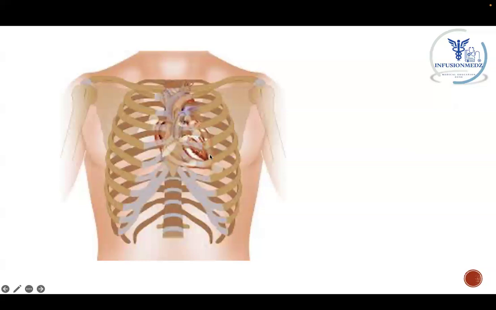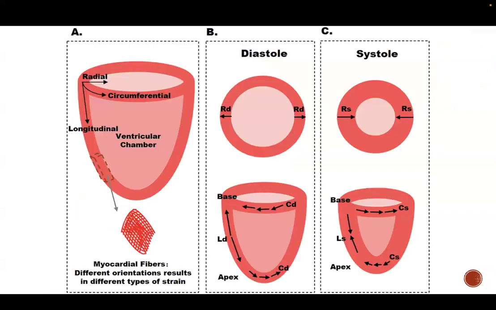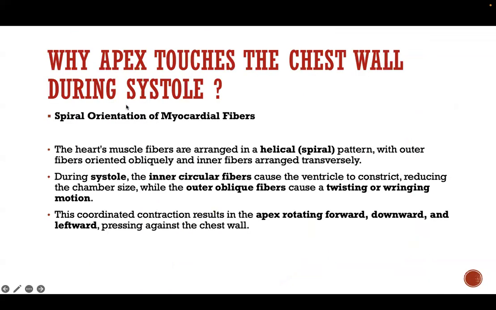Why does it happen? It is because of the arrangement of the fibers. In the heart, the cardiac muscle or myocardium has three types of fibers: longitudinal, radial and circumferential fibers. The longitudinal fibers are located outer, and the radial and circumferential fibers are located inside. Why does the apex touch the chest wall during systole rather than during diastole? During diastole the left ventricle is filled with a lot of blood, and we would think the apex should touch the chest wall then, but it doesn't happen that way. It happens because of the spiral orientation of the myocardial fibers.